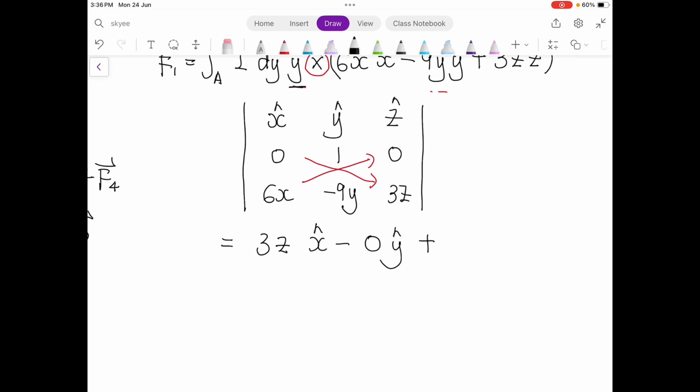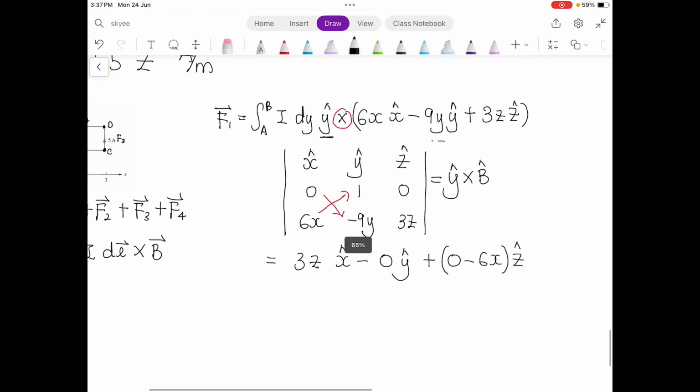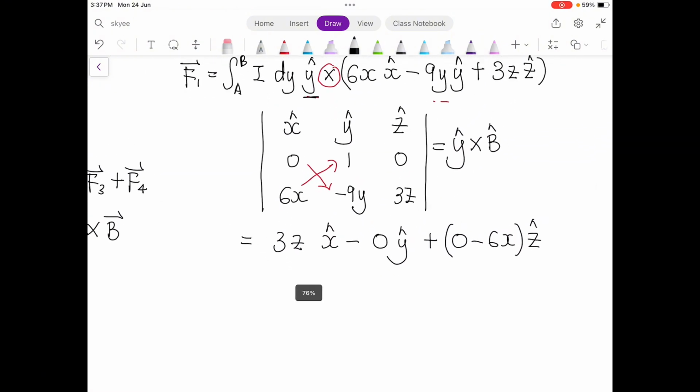And then plus the z. Talking about the z, we multiply this one minus this, so it's 0 minus 6x, and this is z. So when you have this cross product, y cross with B, you will get this one. So we put it in.